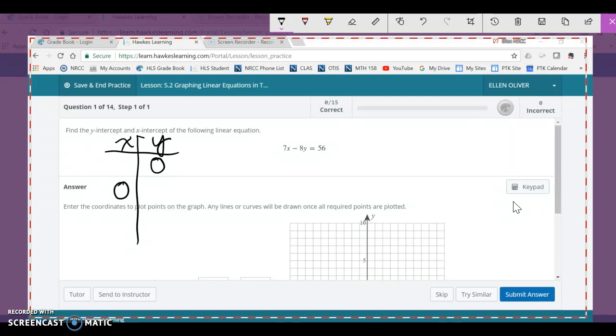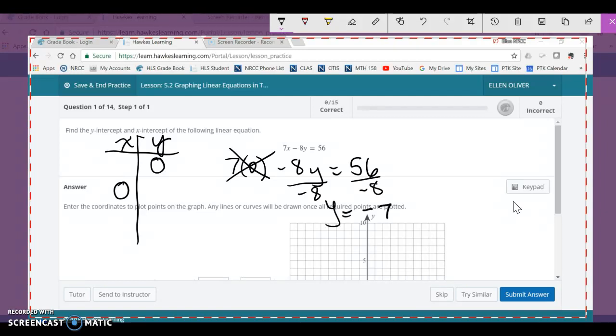So if I plug in x equals 0, I'm going to have 7 times 0 minus 8y equals 56. Well, 7 times 0 is 0, so I can drop that and know that I have negative 8 times y equals 56. Divide both sides by negative 8. So y equals negative 7. So when x is 0, my y is negative 7.